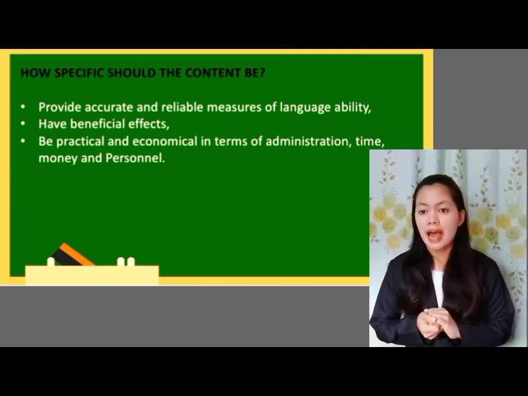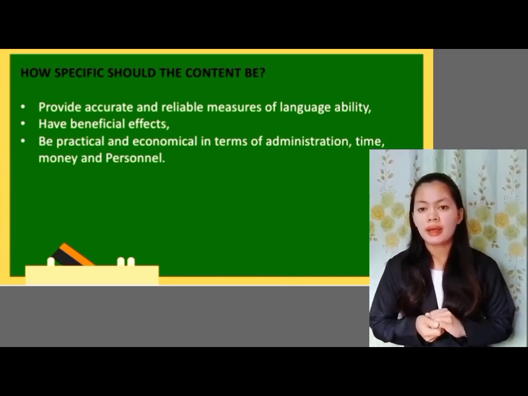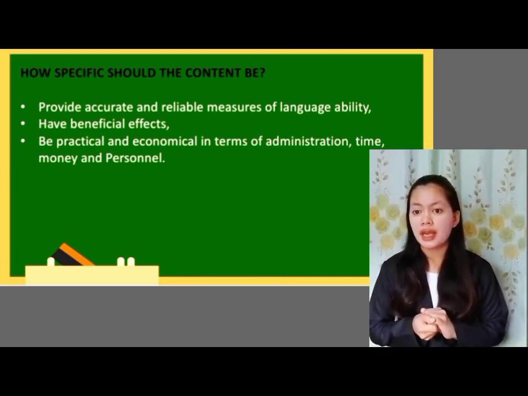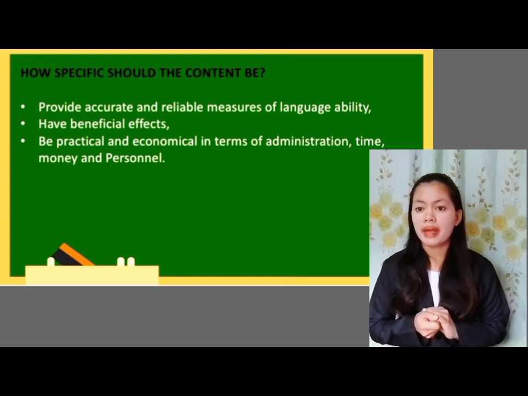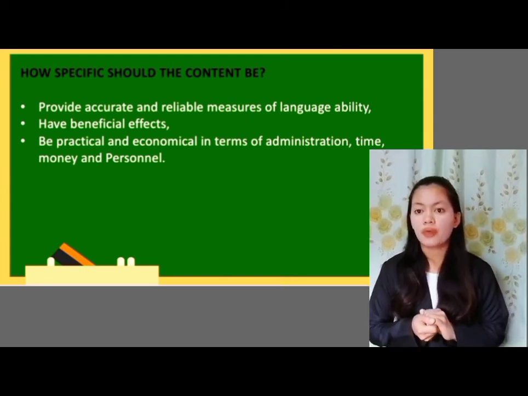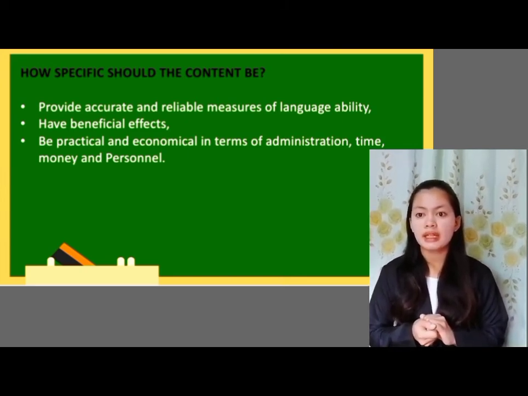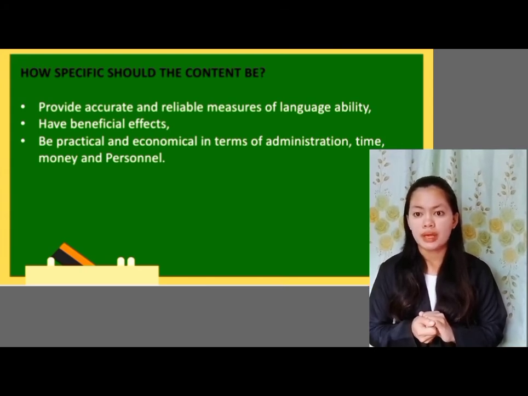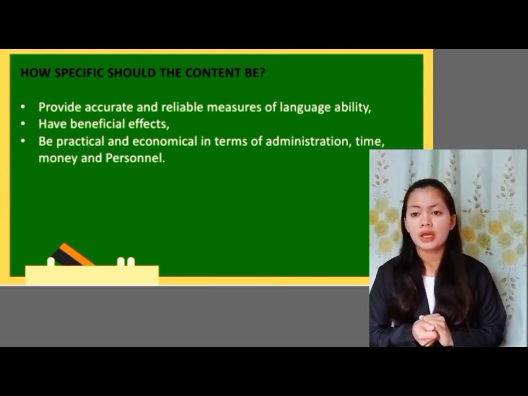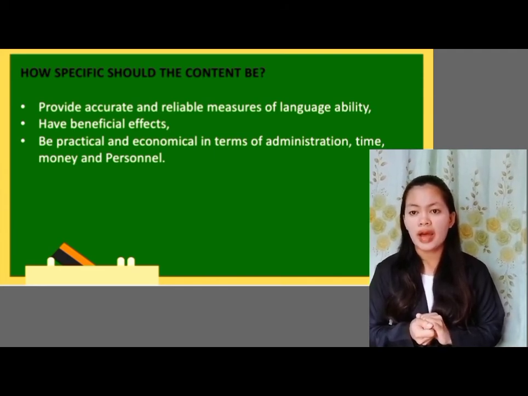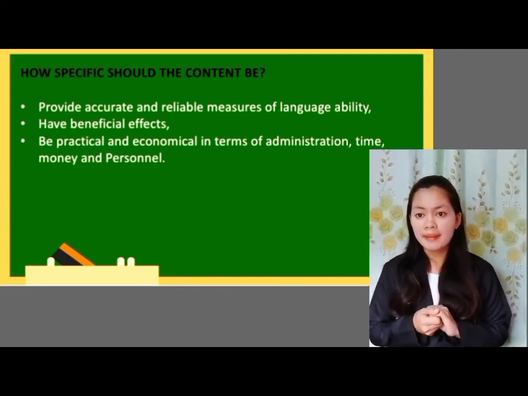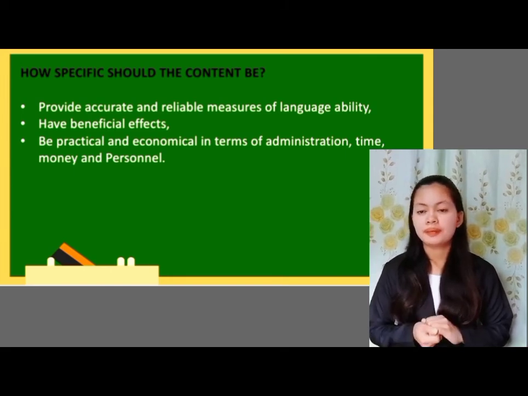Also, it must have beneficial effects, because an ESP test is an aid to learning, encompassing benefits such as reinforcement, confidence building, involvement, and building on strengths. And last, it must be practical and economical in terms of administration, time, money, and personnel.